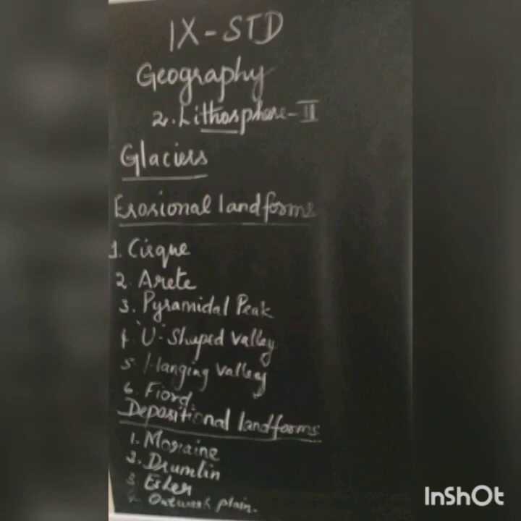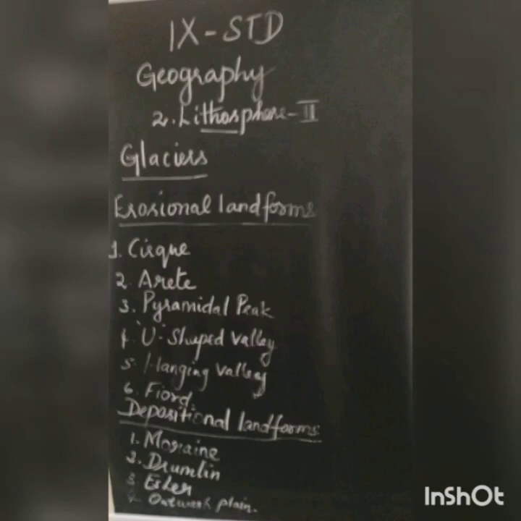Here we have to see the landforms: cirque, arete, Matterhorn, U-shaped valley, hanging valley, fjords. Number 1, cirque. The glacier erodes the steep side walls of the mountains and forms a bowl-shaped armchair-like depression. So it looks like an armchair. It is termed as cirque.